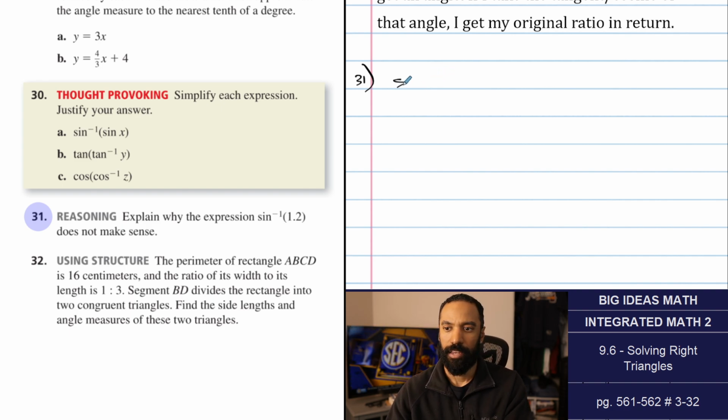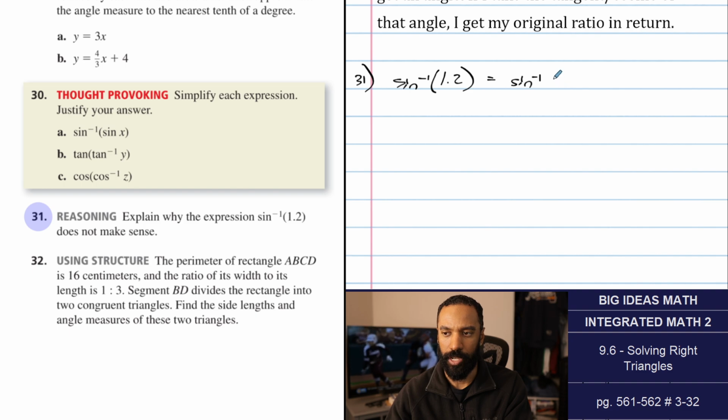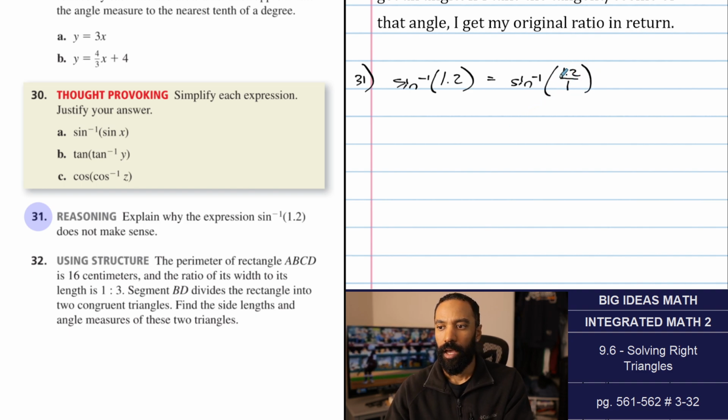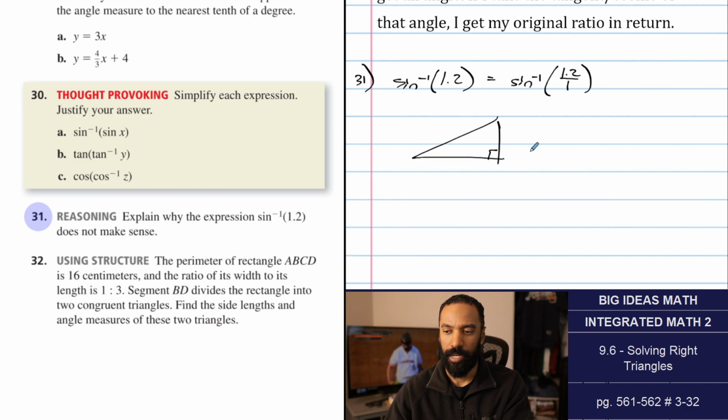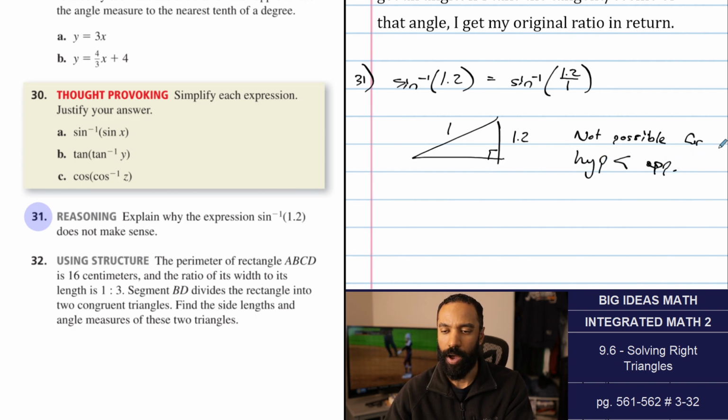Inverse sine of 1.2 also means something like, remember, 1.2 is a ratio. Let's say it was 1.2 over 1. Sine is opposite over hypotenuse, right? SOHCAHTOA. So imagine, how can I have 1.2 over 1? Not possible in a right triangle. It's not possible for the hypotenuse to be less than the opposite side. This is why this isn't possible.